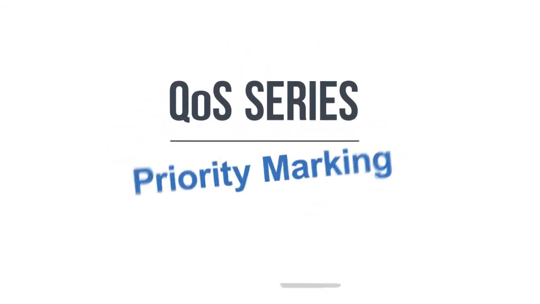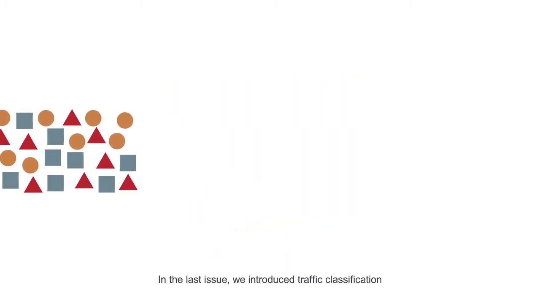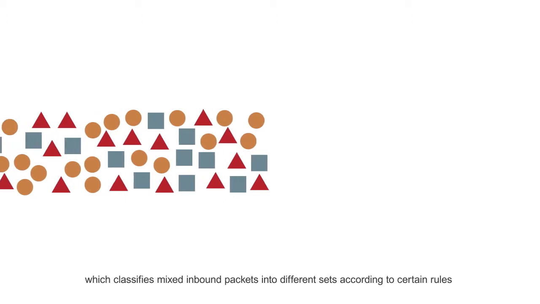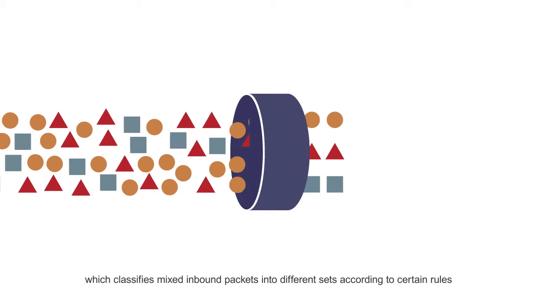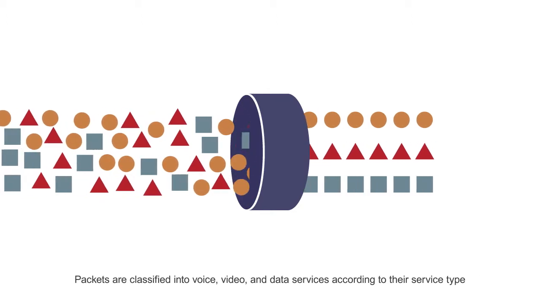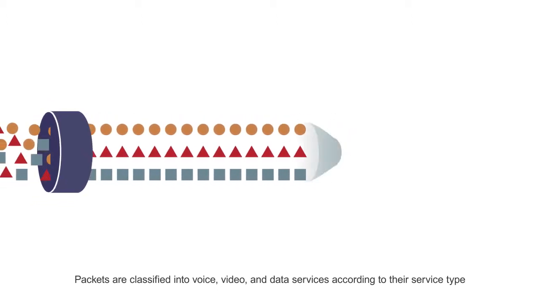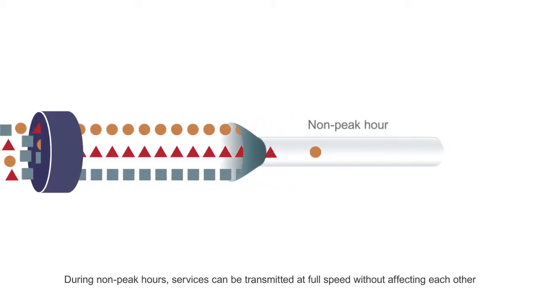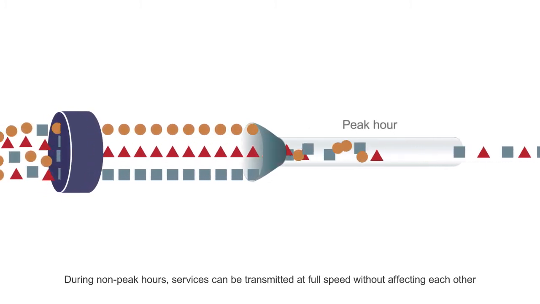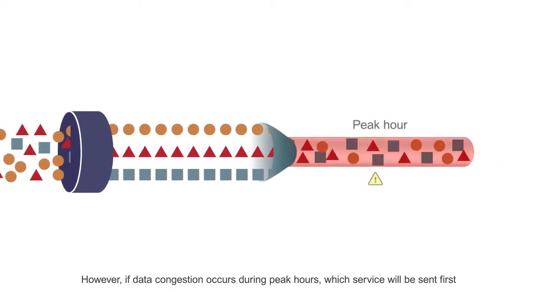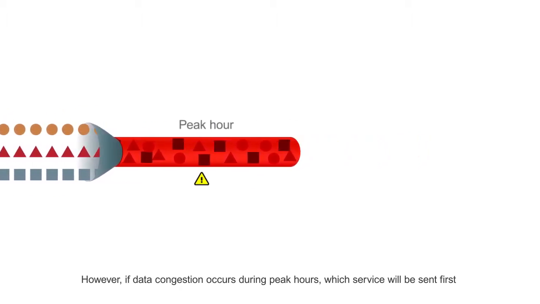Q-Series, Priority Marking. In the last issue, we introduced traffic classification, which classifies mixed inbound packets into different sets according to certain rules. Packets are classified into voice, video, and data services according to their service type. During non-peak hours, services can be transmitted at full speed without affecting each other. However, if data congestion occurs during peak hours, which service will be sent first?